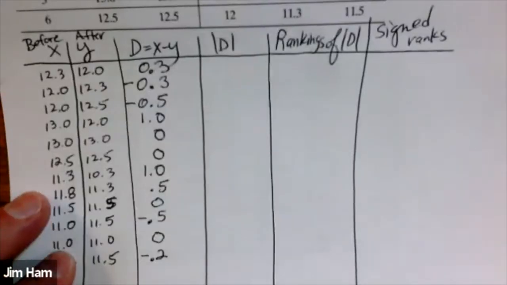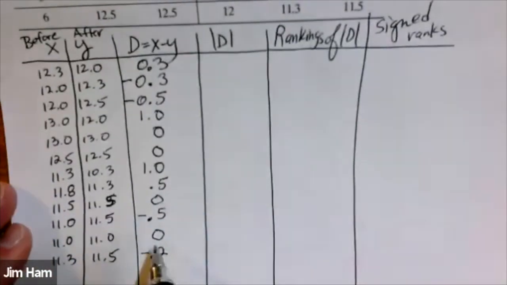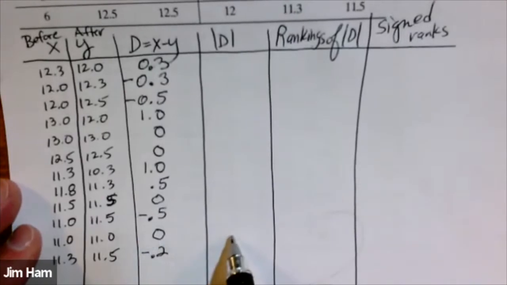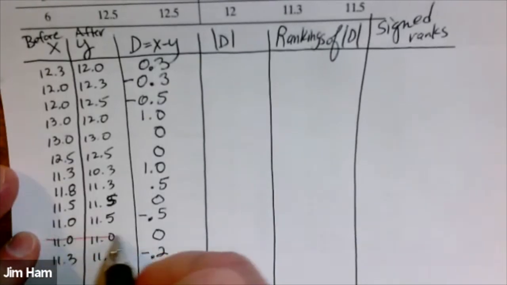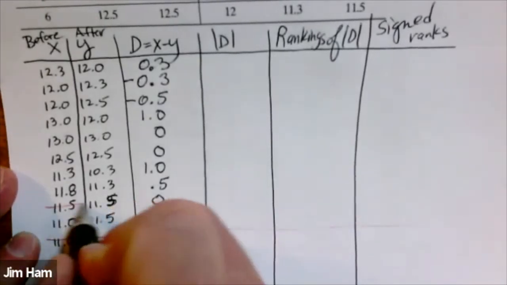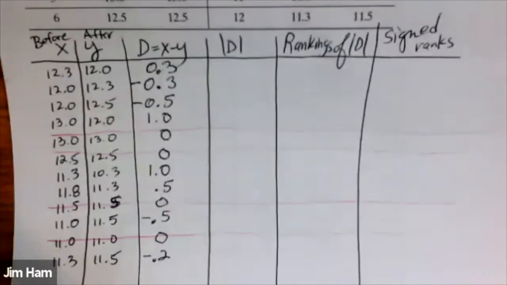All right, here's what we're going to do with those zeros. Every time we have a 0, of course the absolute value will be 0, and 0 would be the lowest one. Right here, there's no difference. So what we're going to do with this test is we're just going to ignore all of these zeros. And we're going to bring over only the non-zeros.